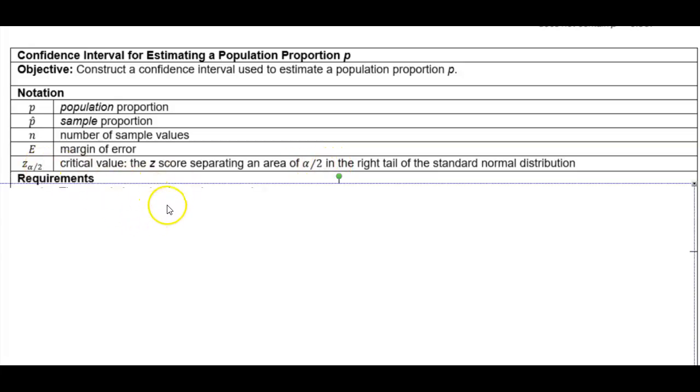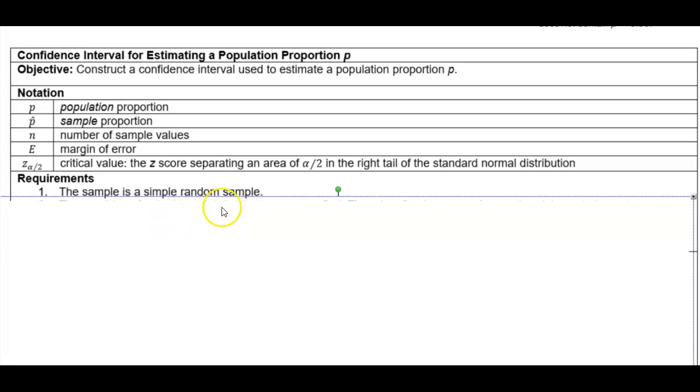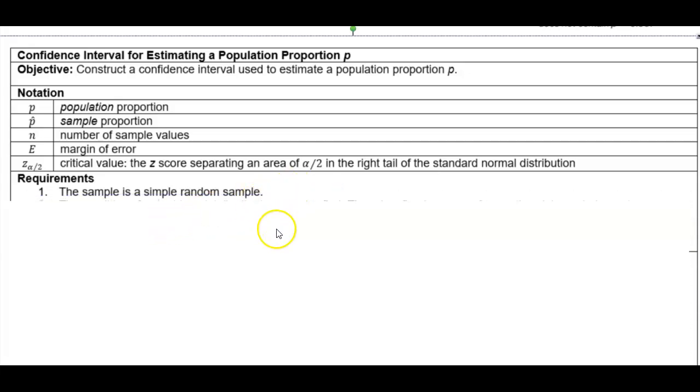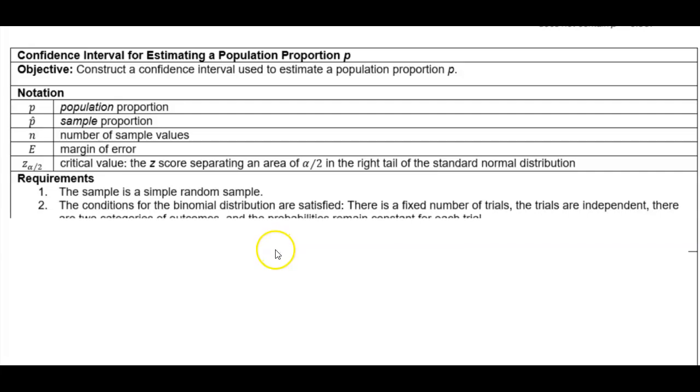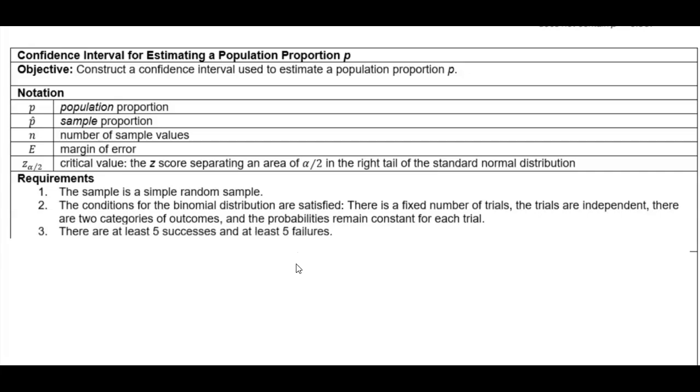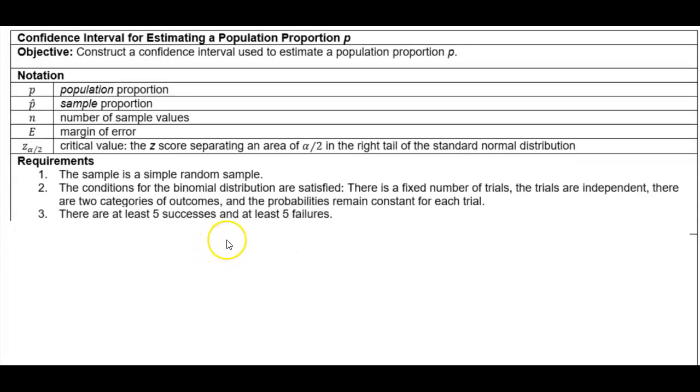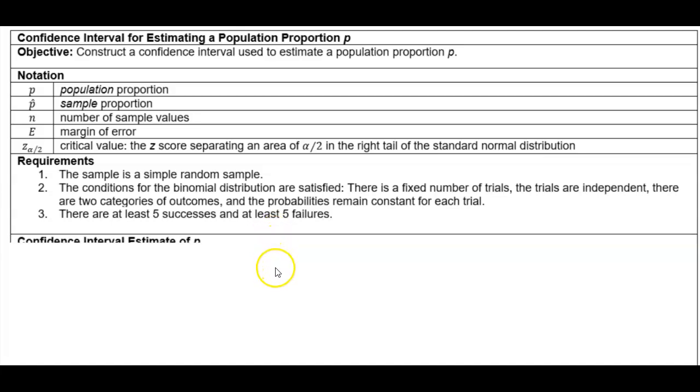And so here are the requirements. Number 1, the sample is a simple random sample. Number 2, the conditions for the binomial distribution are satisfied. There is a fixed number of trials, the trials are independent, there are 2 categories of outcomes, and the probabilities remain constant for each trial. Number 3, there are at least 5 successes and at least 5 failures.